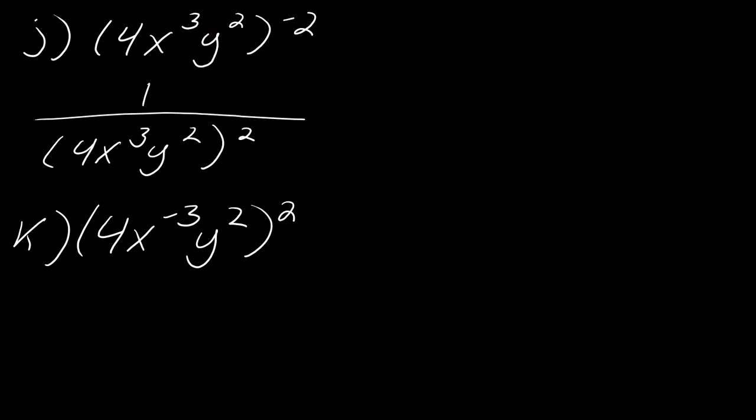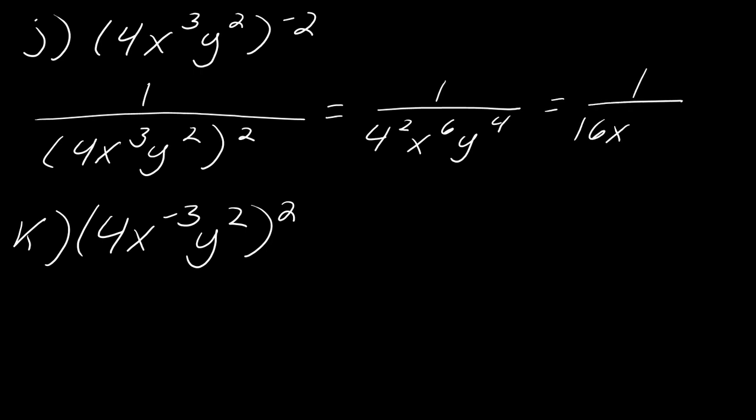So what I'm going to do is I'm going to rewrite this as 1 over 4 squared x to the 6th, y to the 4th. And by the way, in that previous step, this would have been the next thing that you would have done anyways. So now the two methods are equivalent. So this is just now going to equal 1 over 16 x to the 6th and y to the 4th.